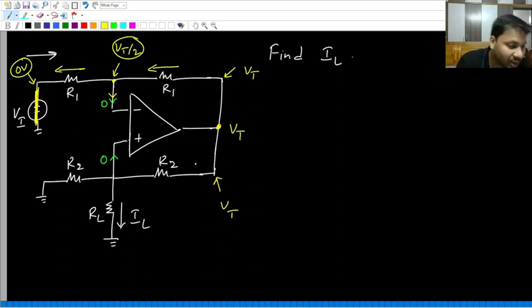In the same way, we must also find V plus, and then we should compare V minus with V plus. Depending on whichever is bigger, that will be the type of feedback.